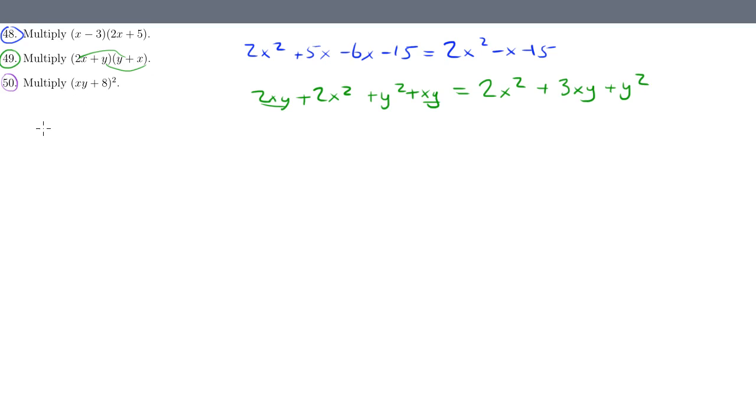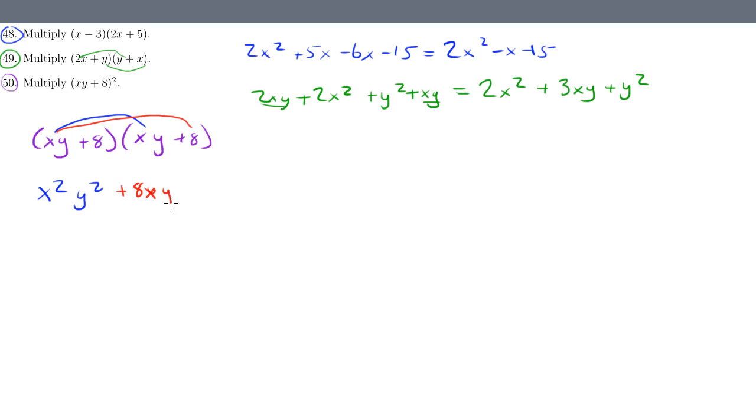Lastly, 50. I'm going to write this as xy plus 8 times xy plus 8, and let's do the full Technicolor. X squared y squared plus 8xy plus 8xy plus 64. X squared y squared plus 16xy plus 64. That's that. Alright, we're getting there.